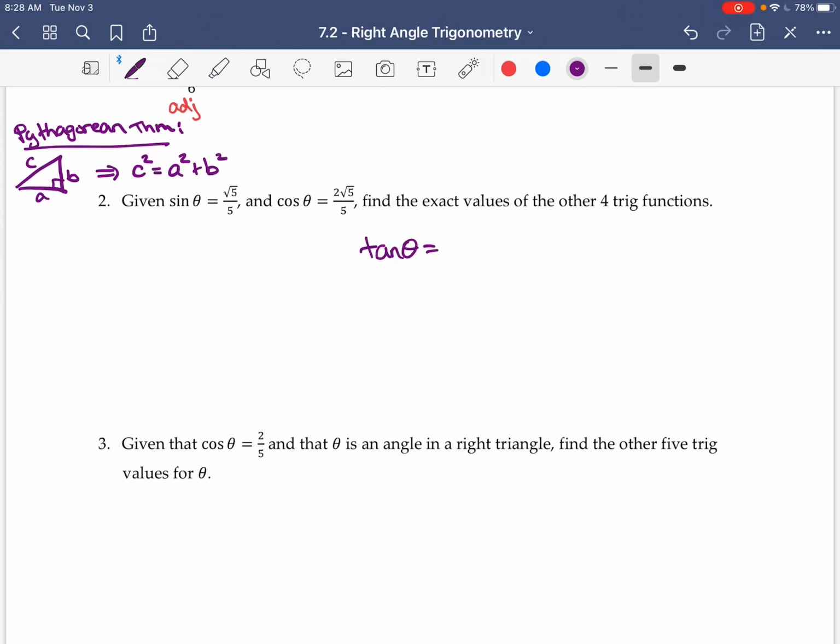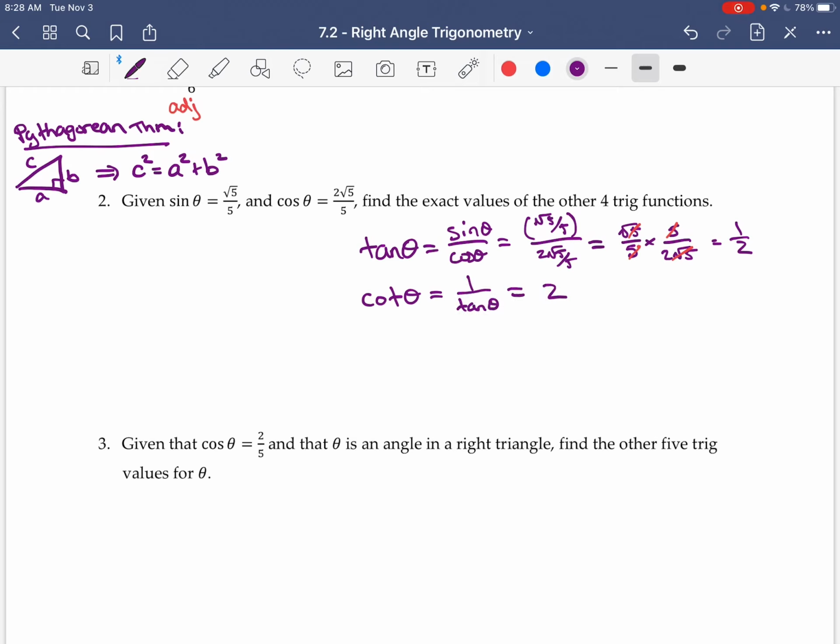So tan theta has to be sine theta over cos theta, which means that it's going to be root 5 over 5 divided by 2 root 5 over 5. So that's root 5 over 5 multiplied by 5 over 2 root 5. And then the 5 over 5 cancels, the root 5 over root 5 cancels. So this is actually just 1/2. Which means that cotan theta is going to be the flip of that. So 1 over tan theta. So it's going to be 2 over 1.